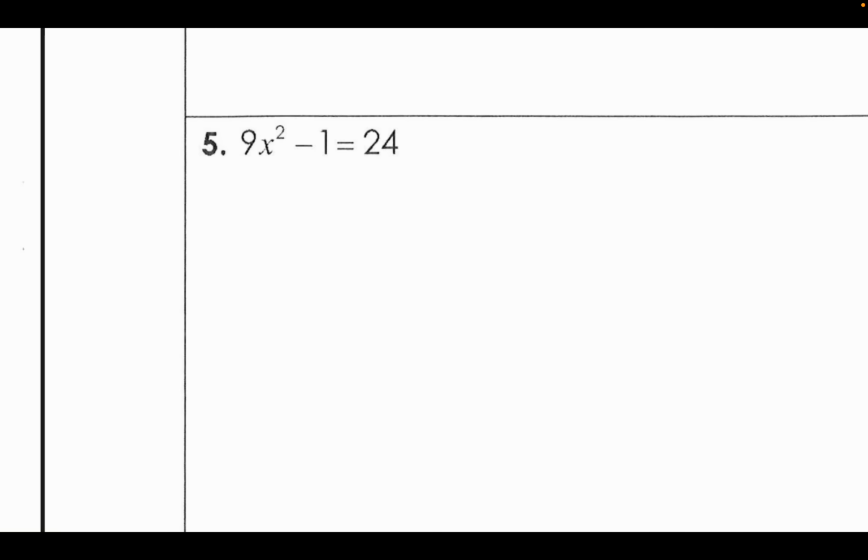We have to add or subtract 24 from each side, and we get 9x squared minus 25 equals 0. So as I go through and plug things in, I notice that my b is lacking. I don't have a bx term, and that means my b is 0. So it's negative of 0 plus or minus the square root of 0 squared minus 4 times 9 times negative 25 all over 2a, or 2 times 9.